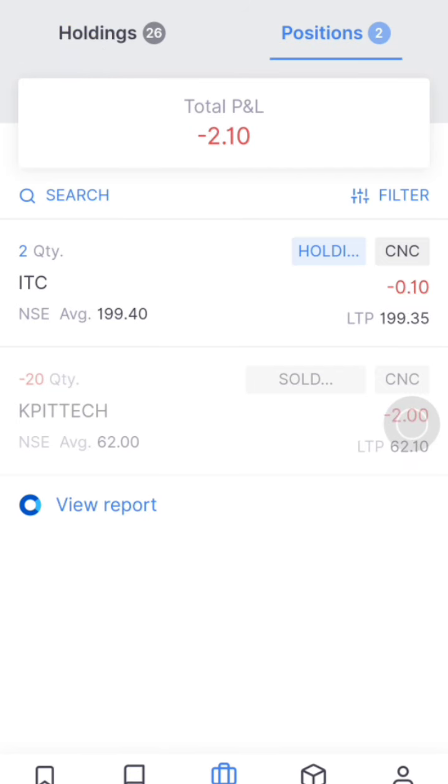Positions means the same day what you did, like any buy or sell. Example, see the KPIT, I had shares and I sold it at 62 today. So now the price went to 62.10. So that's why it's showing 2 rupees loss. ITC, I purchased the 2 shares at 199.40, but now the price is 199.30. So that's why it's showing 10 paisa loss. Okay. So every same day, whatever trade you do, in the positions list you can see the total profit and loss. Okay.